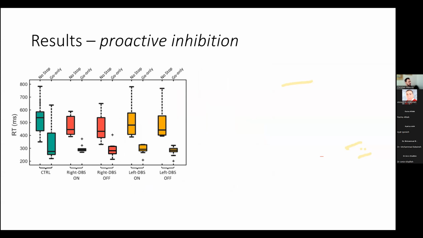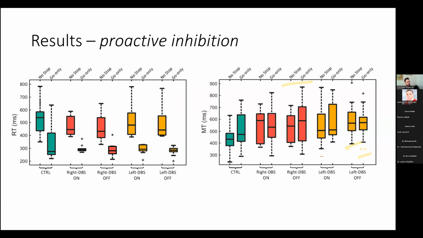But here is some brief data about proactive inhibition. More or less, you can see that they behave similarly on reaction time as expected, but it's a little bit more complex to understand. In the controls, you can see that the no-stop trials are shorter with respect to the go-only trials, as it should be. But you don't have this kind of clear difference in any combination of our patients.